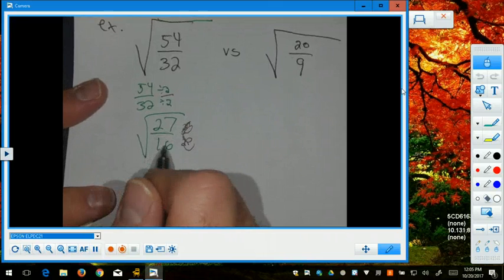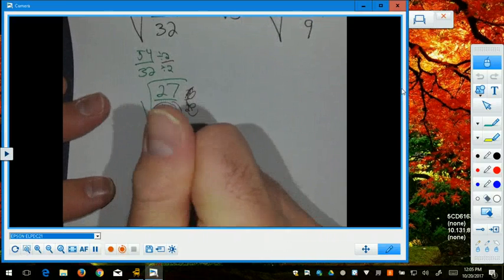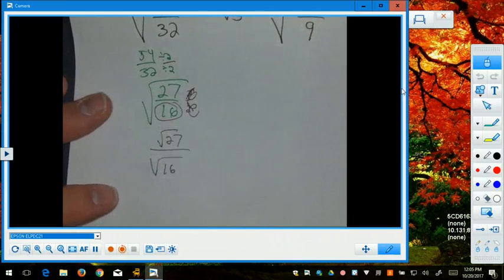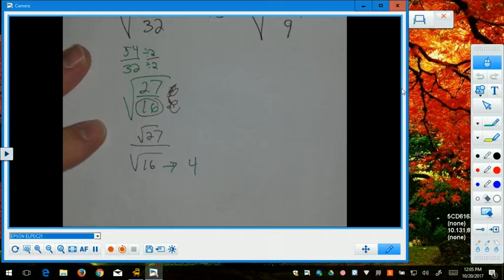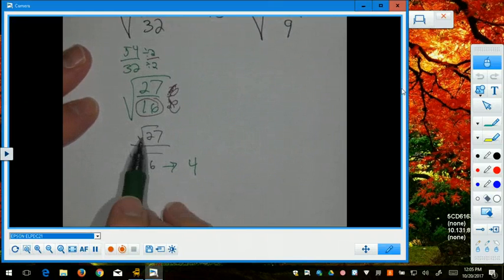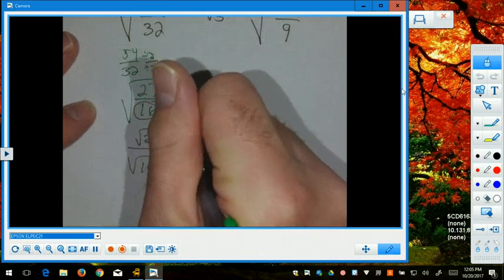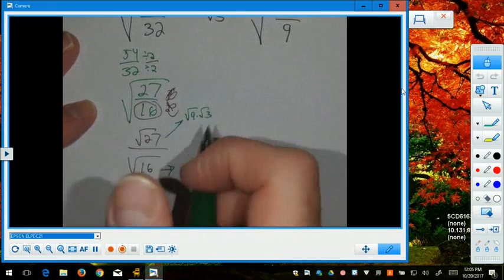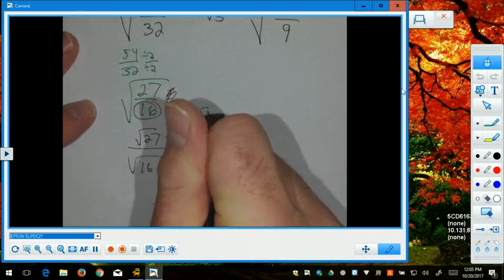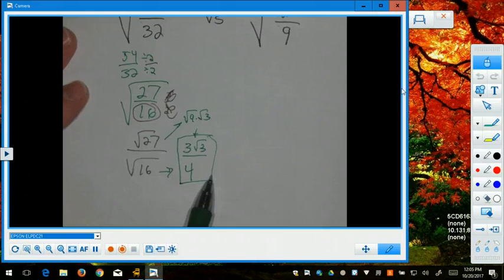Now that I see that there's a perfect square down here, I need to separate them. Square root of 16 in the bottom, square root of 27 on top. The square root of 16 becomes 4, because 4 squared is 16. The square root of 27 is not a perfect square, unfortunately, so we do need to break it down. Its factors are 9 and 3. And the square root of 9 is 3, so this will give me a numerator of 3 square roots of 3. The fraction 3/4 can't be reduced, so this is my final answer.